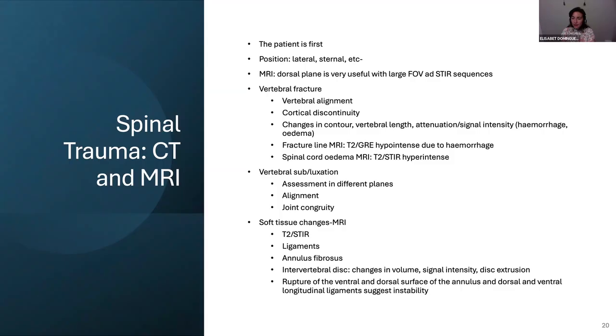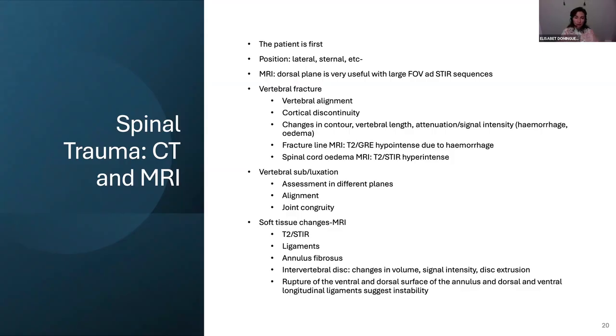The fracture lines on MRI, if we are looking on T2 or on gradient echo, can be seen as hypointense lesions, so black lesions, because of the presence of hemorrhage. And if we have any spinal cord edema or contusion, it will be T2 or STIR hyperintense compared to the normal gray matter.